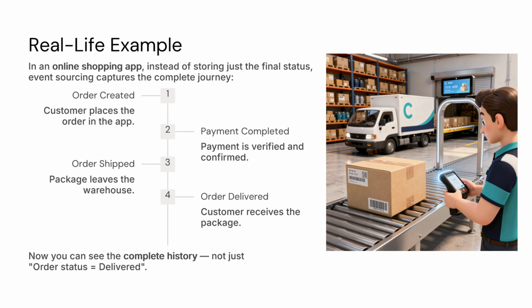Now we will see a real life example. Think about an online shopping app. Instead of storing order status equals delivered, event sourcing stores order created, payment completed, order shipped, and order delivered. You can see the complete history clearly.